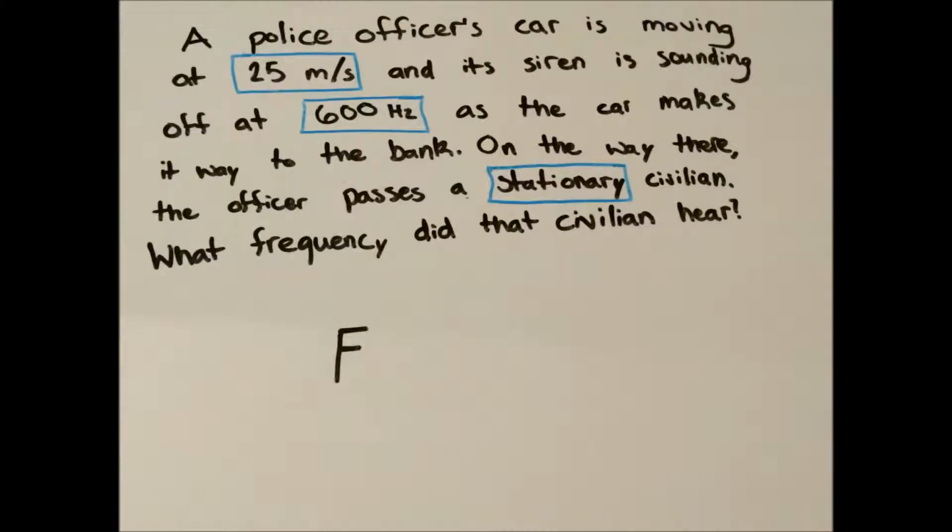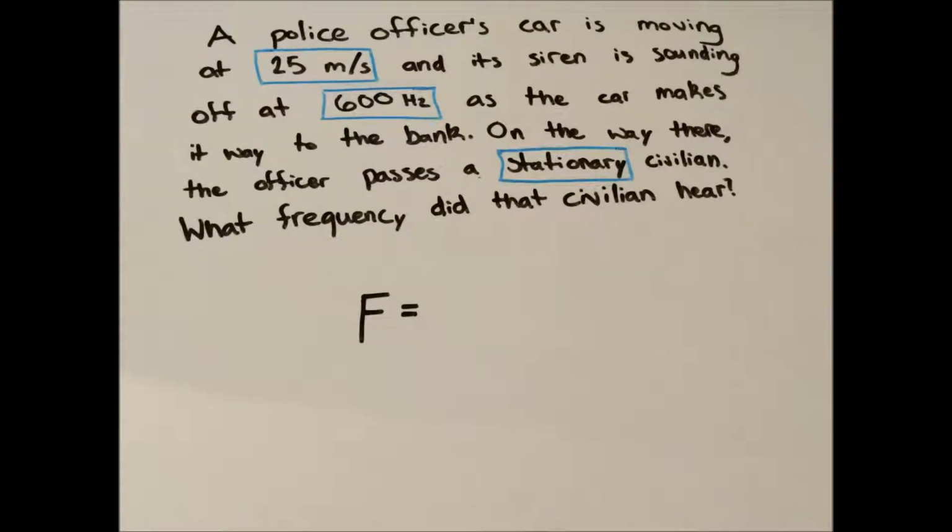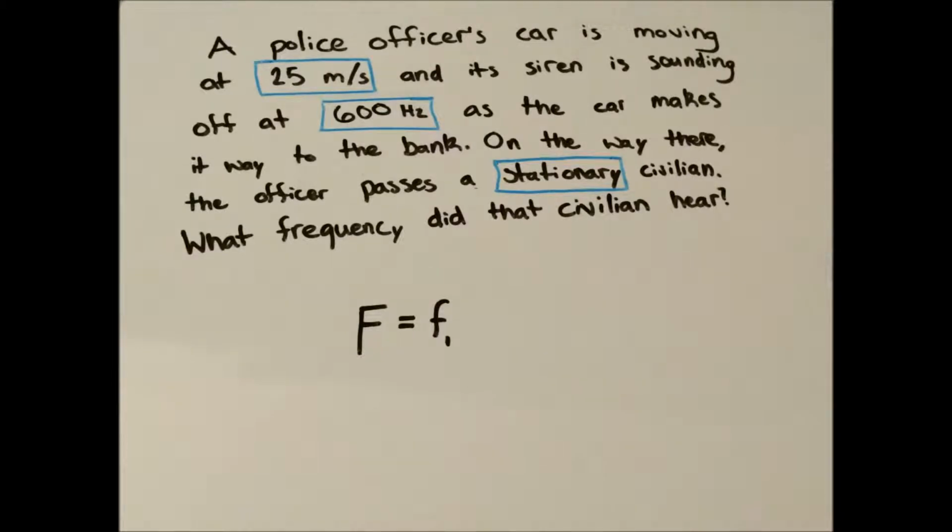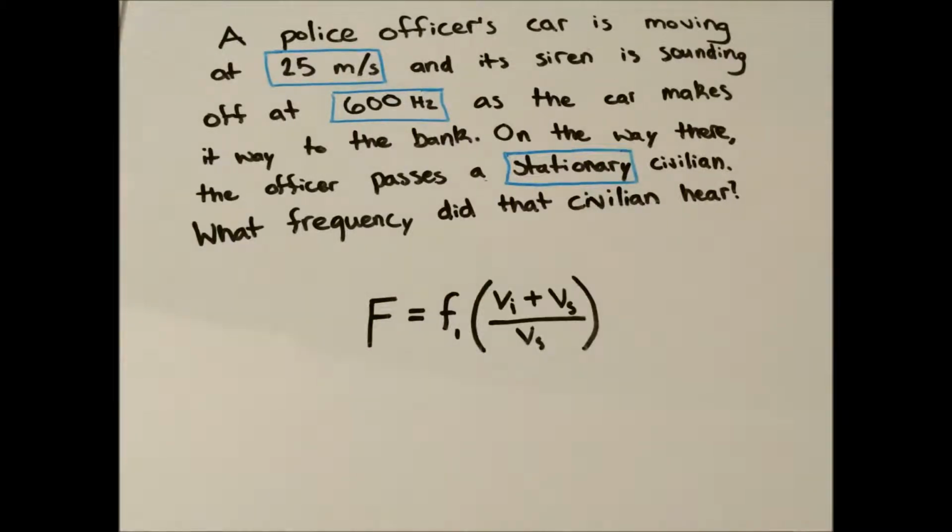Now let's take a look at the formula. The frequency heard by the detector is equal to the original frequency times the velocity of the source plus the speed of sound over the speed of sound plus the velocity of the detector. However, in this specific example, the velocity of the detector is 0, so we'll just leave that out of the formula for now.